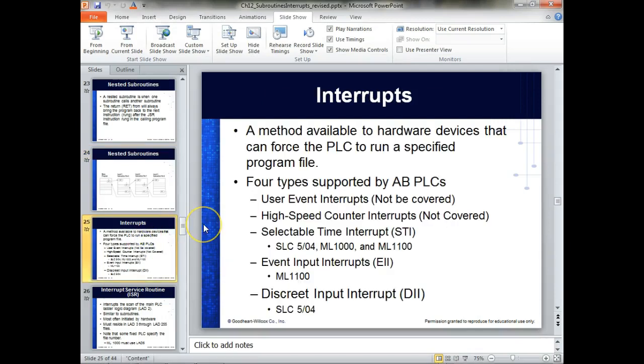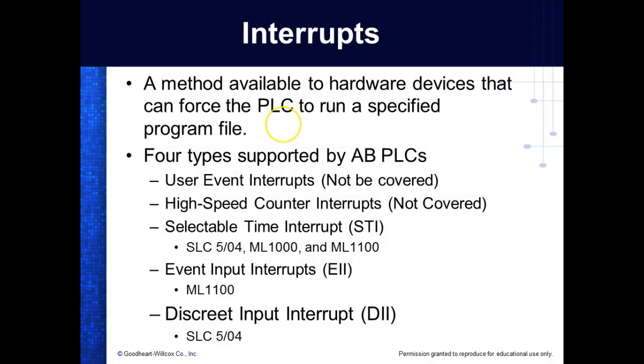So interrupts are a method available to hardware devices that can force the PLC to run a specified program file. So what we're going to do is set up another program file, and this program file is strictly going to be for interrupts, right? And we've got several different types of interrupts. There are 4 types supported by Allen Bradley: a user event interrupt, which we might look at, and a high-speed counter interrupt.